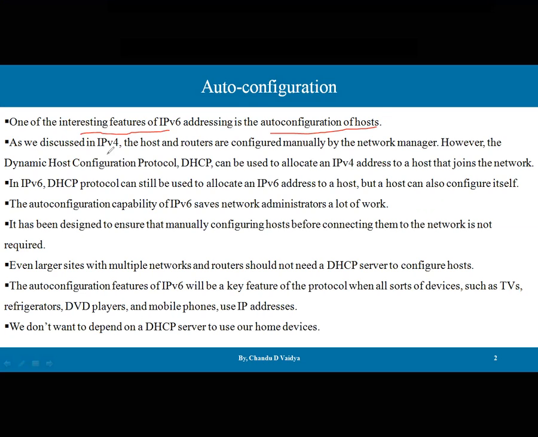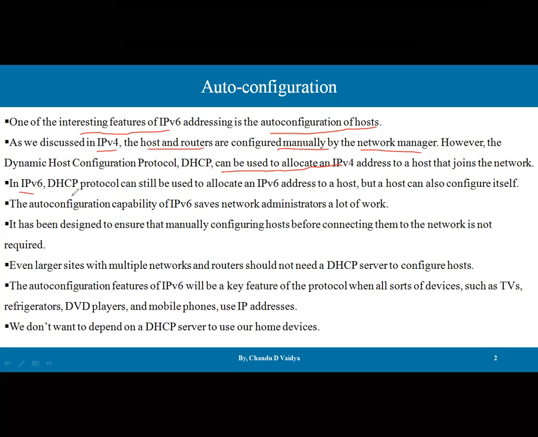As we discussed in IP version 4, the host and the router are configured manually by the network manager. However, DHCP, the Dynamic Host Configuration Protocol, can also be used to allocate IP version 4 addresses to the hosts that join the network. So in the earlier version, the network administrator can manually assign the IP address, or maybe with the help of the DHCP protocol, that provision was available in IP version 4. But here, it is going to be done automatically.